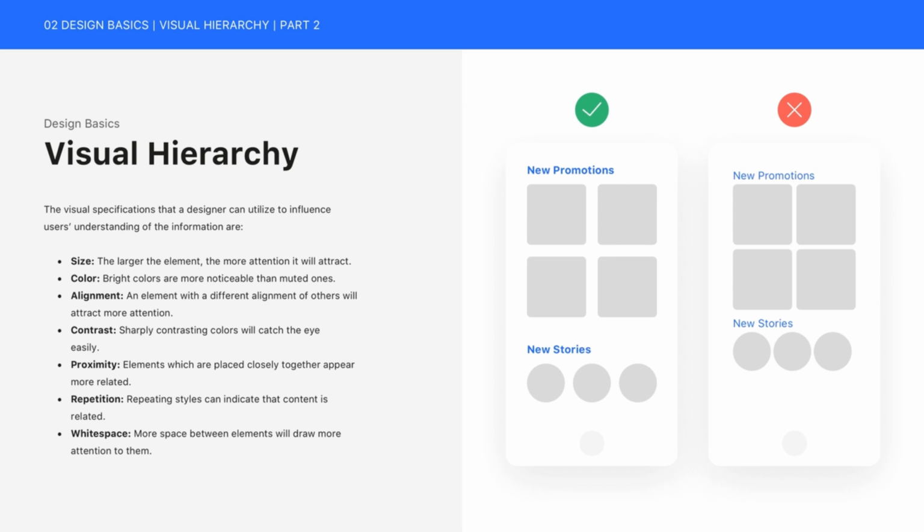The next item is proximity. Elements which are placed closely together appear more related, and that's true. If you look at the pictures on the right side, you can see we have 2 different screens. Let's focus on the left screen. As you can see, we have 2 different sections, new promotions and new stories. Can you realize that elements in both sections are placed closely together so that users can easily understand that they are related together? The next item is repetition.